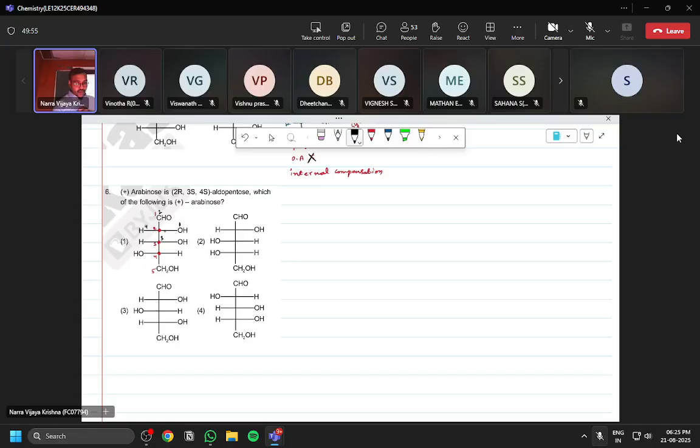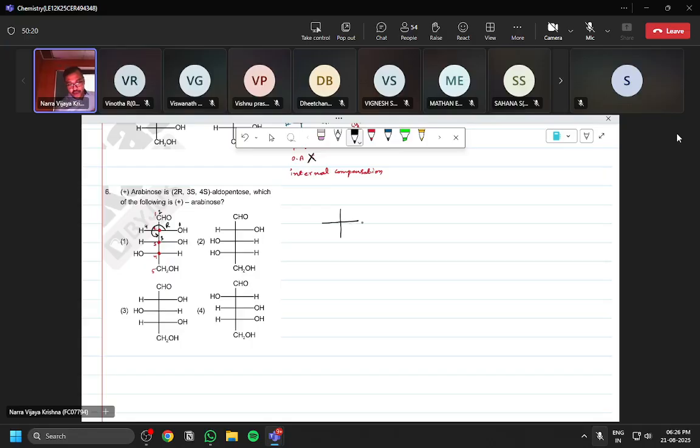Now what is that direction? 1, 2, 3. Is it clockwise or anti-clockwise? That priority order. Anti-clockwise. Anti-clockwise means S. If hydrogen is horizontal, reverse. We call it the golden rule. Right? So what is the configuration? R. Any questions in that?